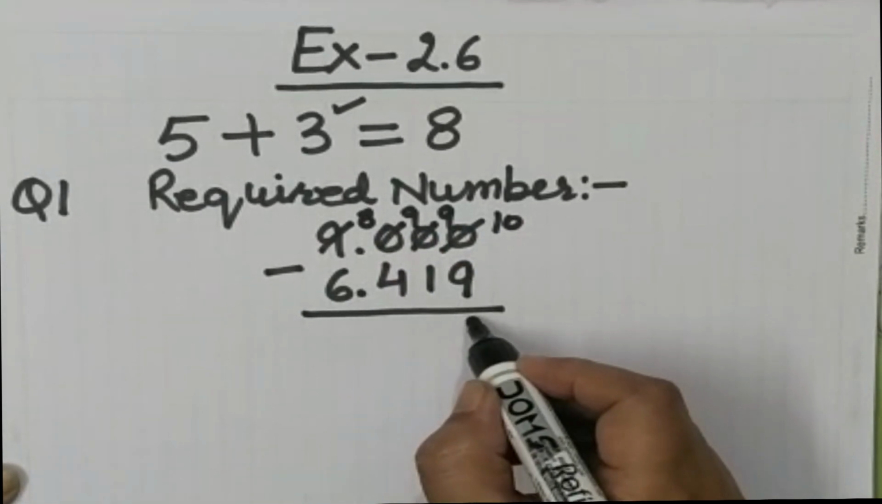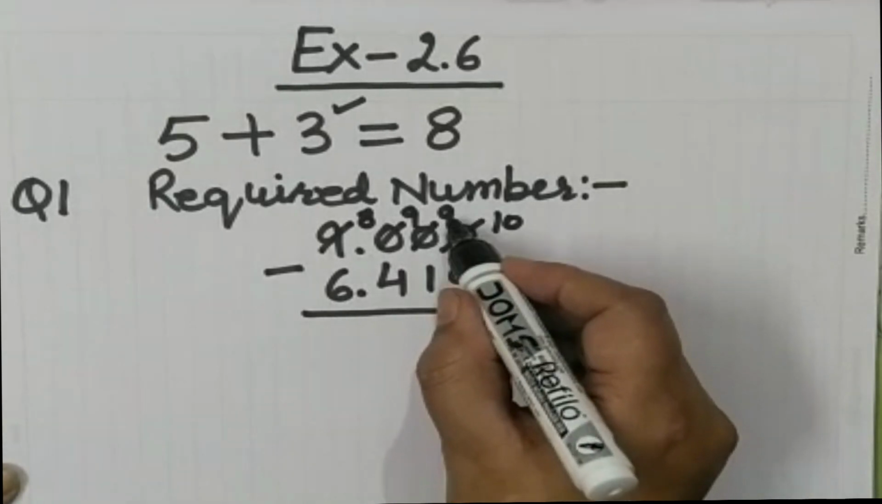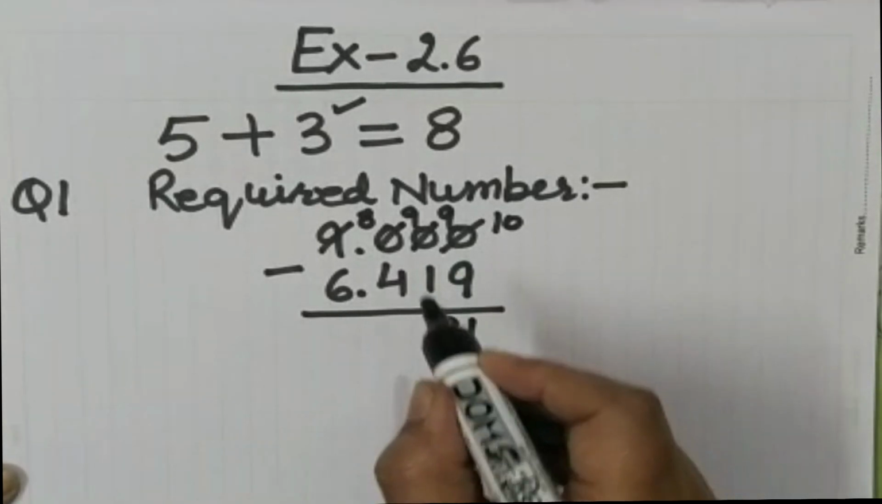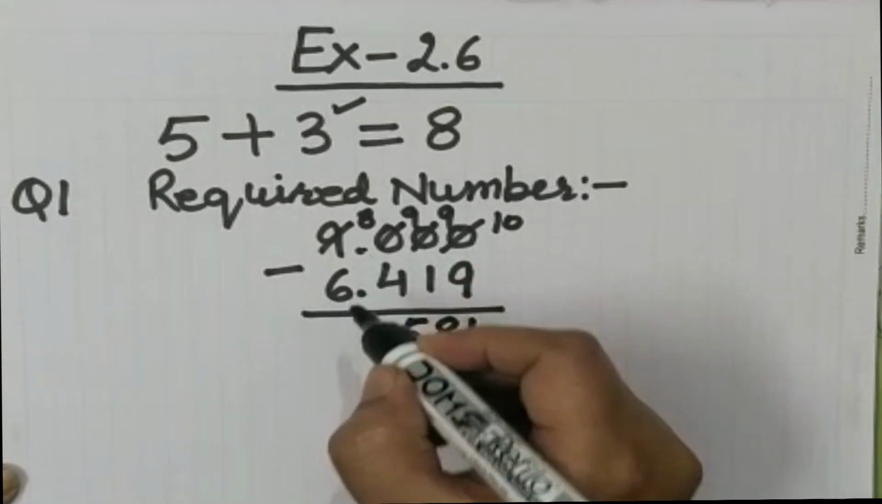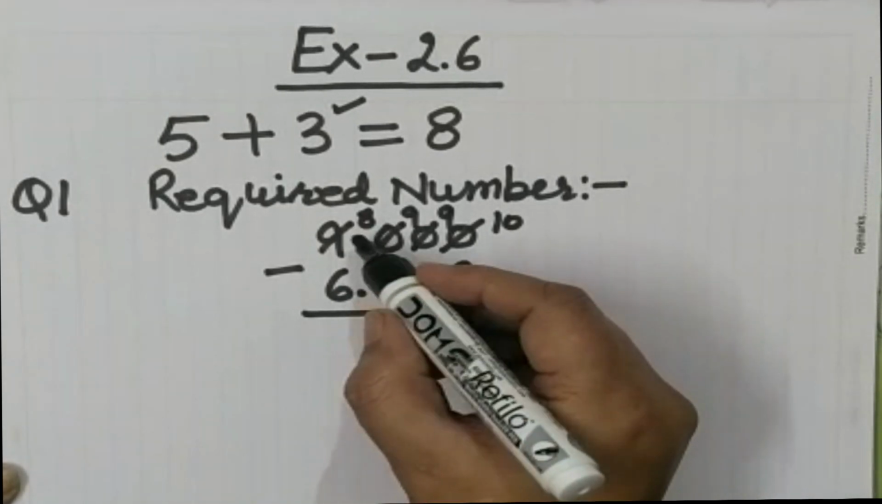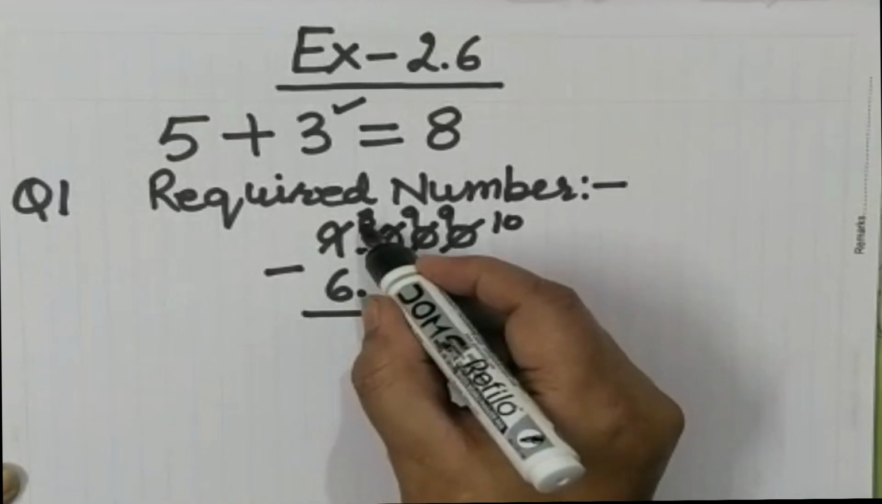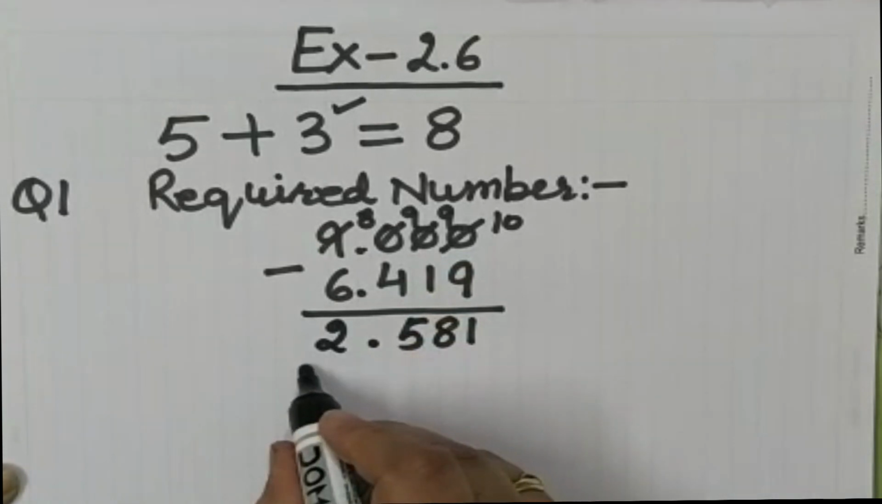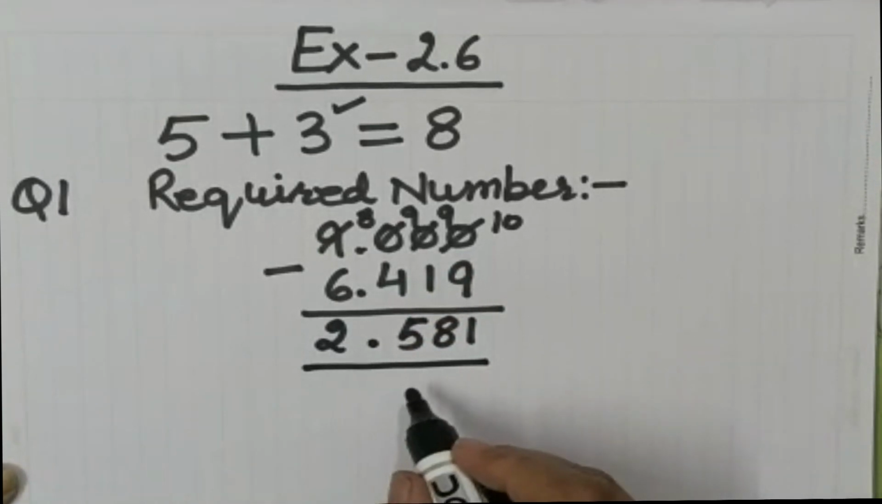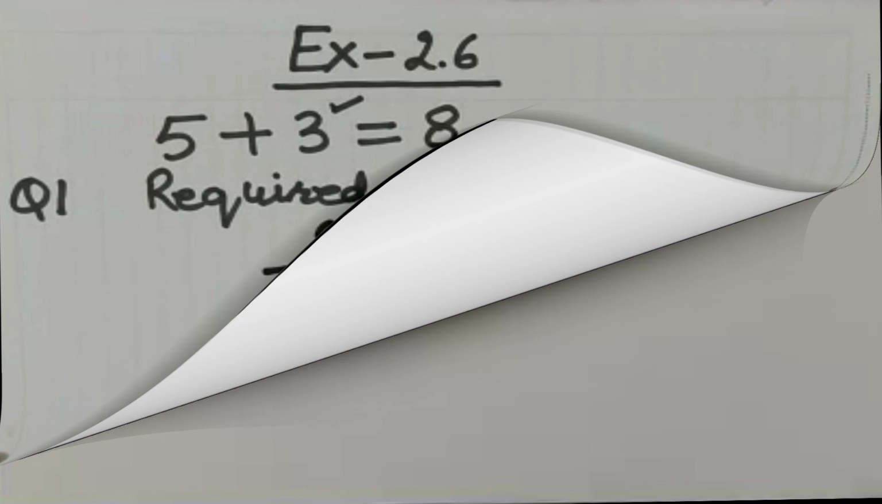10 minus 9 is equal to 1. Then 9 minus 1 is equal to 8. 9 minus 4, 5. Decimal, we put the decimal. And whole number minus whole number. 8 minus 6 is equal to 2. It is your result. Okay. Now come to question number 2.